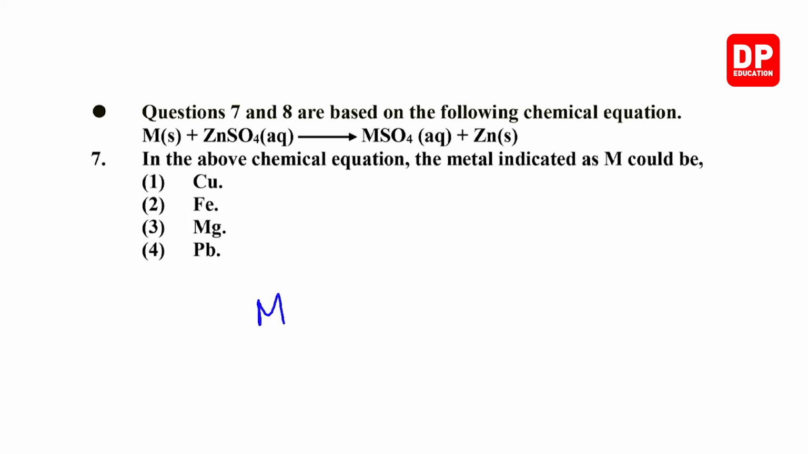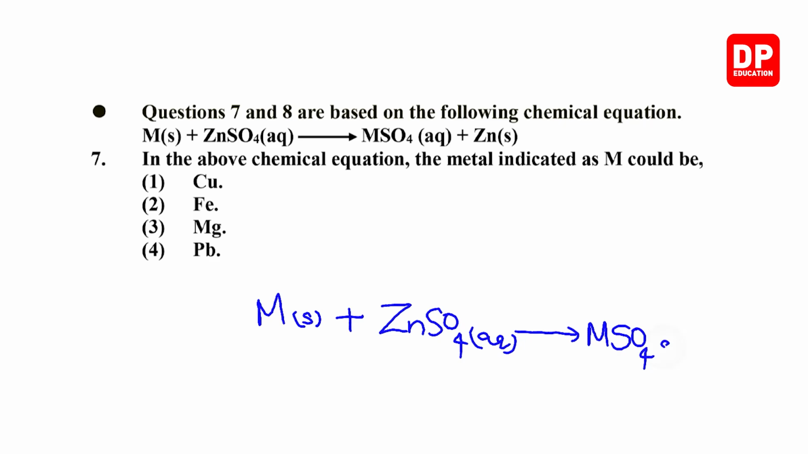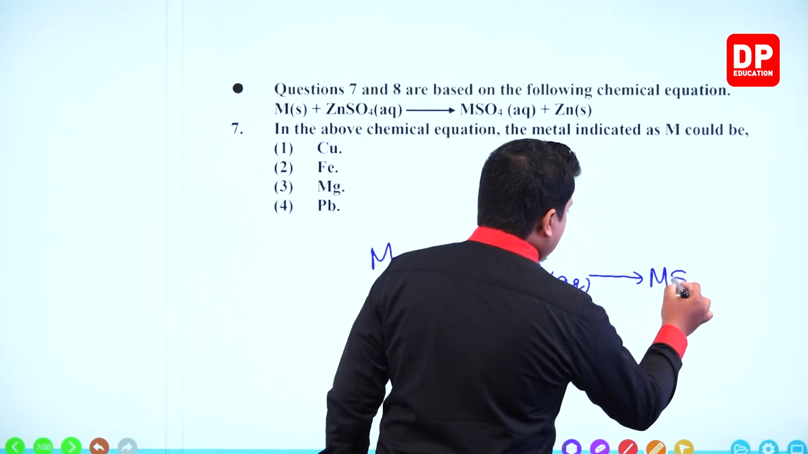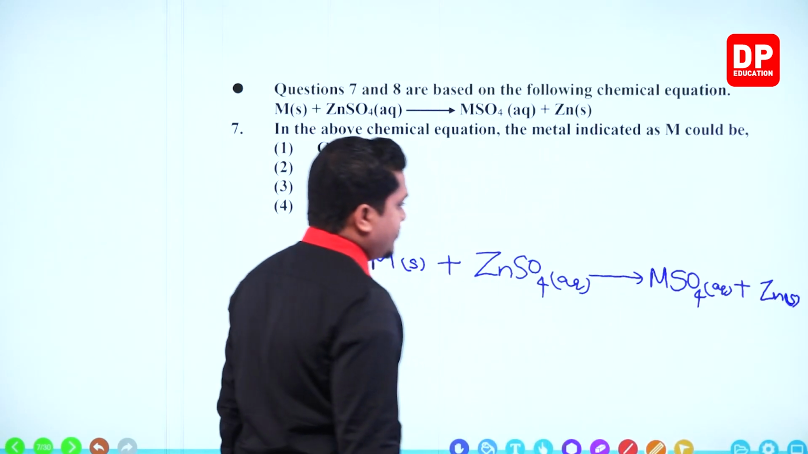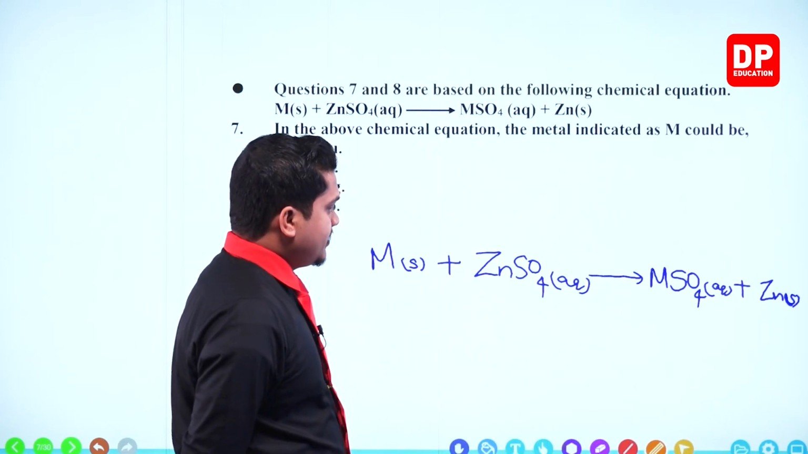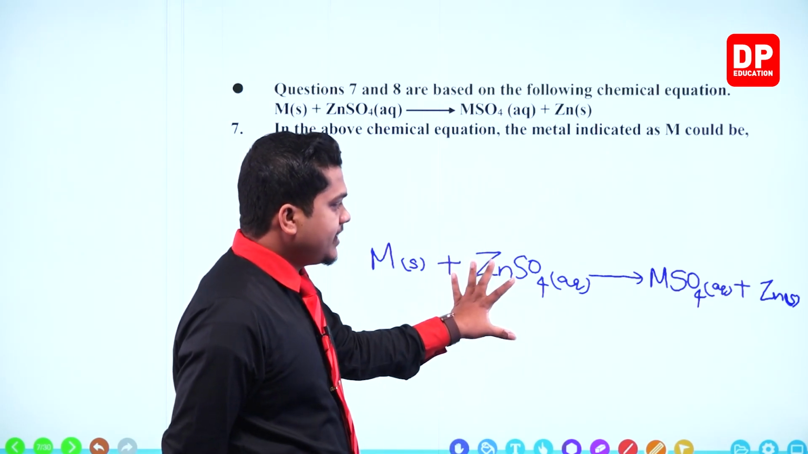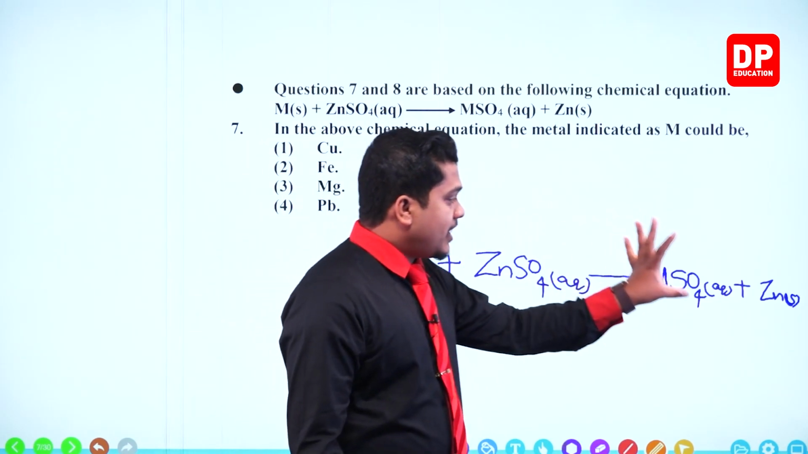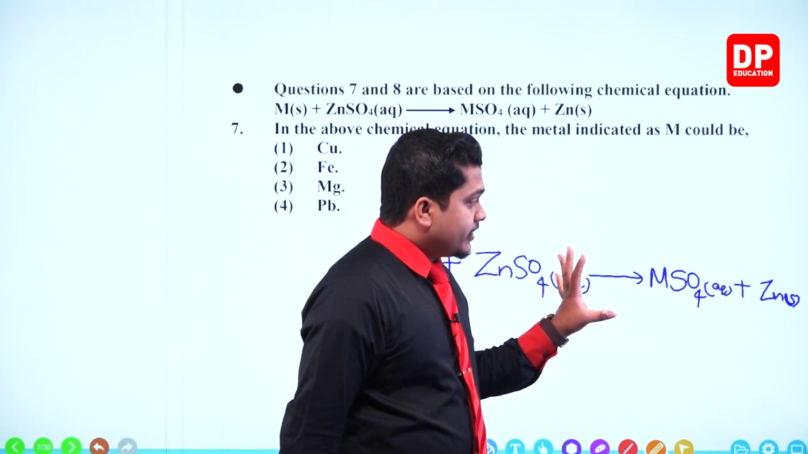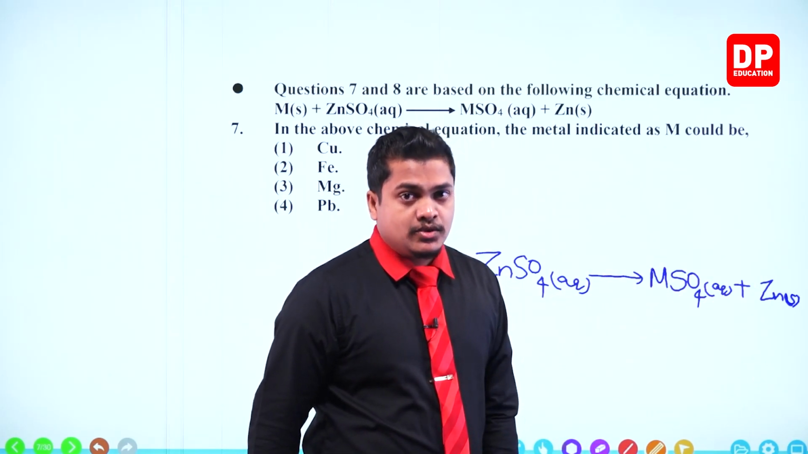Questions 7 and 8 are based on the following chemical equation. Let's see the chemical equation. M is given in the solid state, then zinc sulfate in the aqueous form, giving M sulfate, or MSO4, in the aqueous form, and then zinc solid has been displaced. So when you look at this chemical reaction, you can see that zinc, which was originally bonded with sulfate, was replaced by the M element, and the replaced zinc has now been displaced.